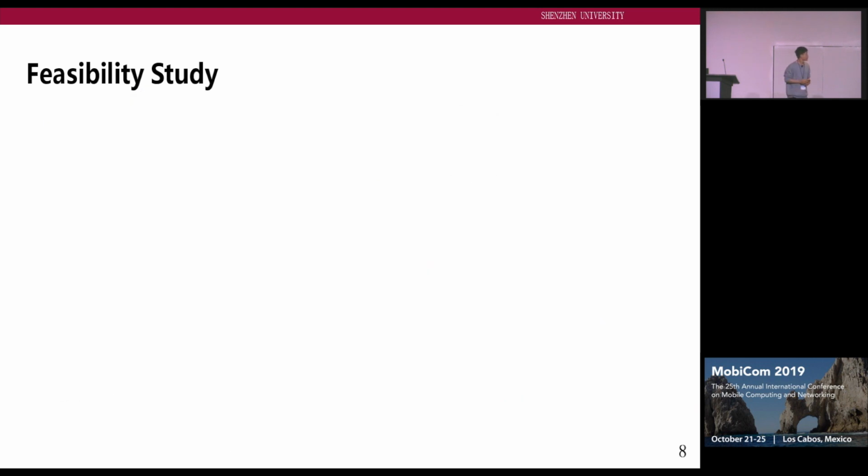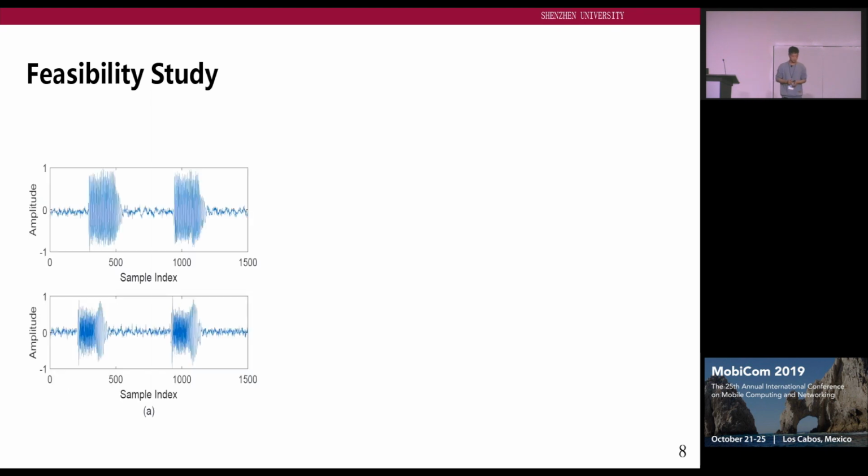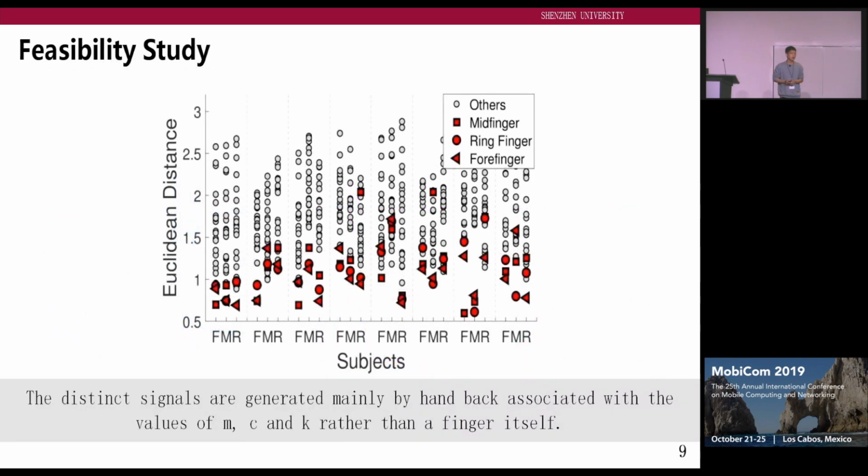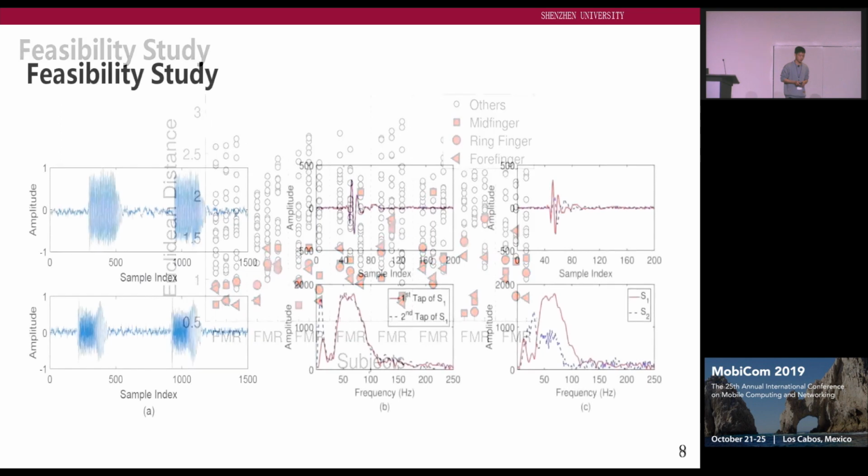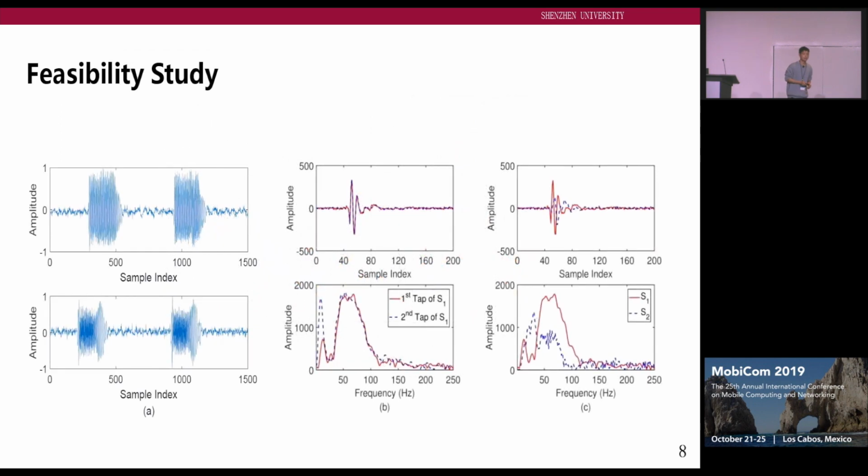We did a series of feasibility studies. Firstly, I put two vibrators on two persons' hands. You can see here the vibration responses are different for different persons, and the vibrations are very similar for the same person. Then I asked these two persons to tap their hand. As we can see here, we have the same conclusion as the first figure, in the time domain as well as in the frequency domain.